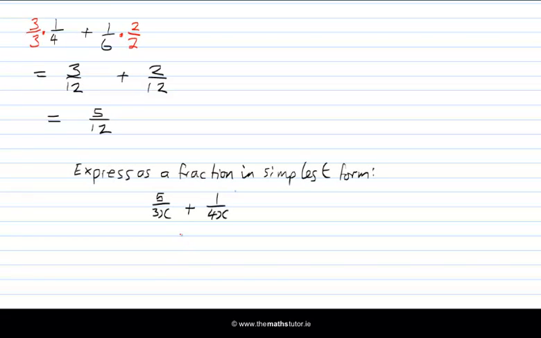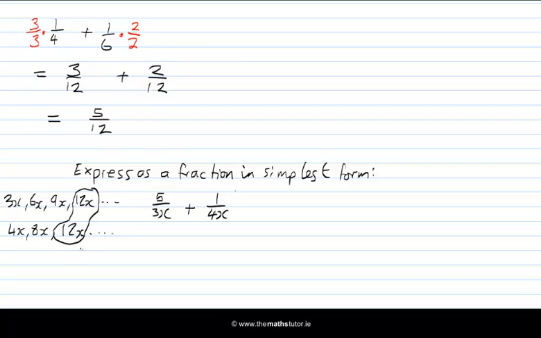This question isn't really much different. Even though there are x's in here, we still need to find the lowest common denominator. So what are the multiples of 3x and 4x? Well, we go 3x, 6x, 9x, 12x, and so on. And the multiples of 4x are 4x, 8x, 12x, and so on. So this is the lowest common multiple here.